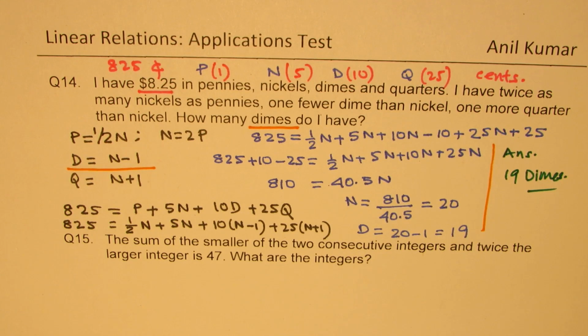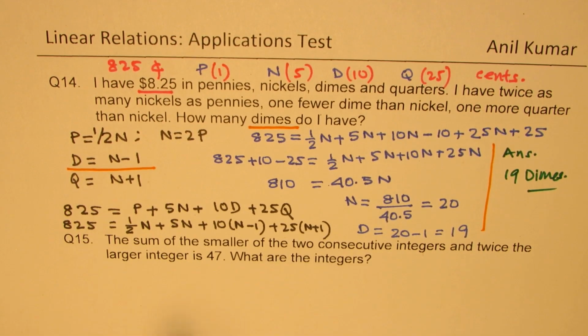Now let's move on to the last question, which is question number 15. The sum of the smaller of the two consecutive integers and twice the larger integer is 47. What are the integers? So I'd like you to pause the video and answer this yourself, right? That's not very difficult. It's a question like this we're done with right in the beginning.